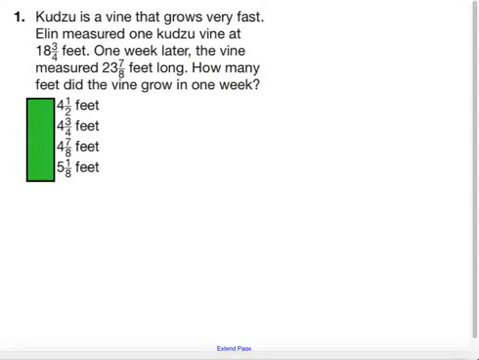Kudzu is a vine that grows very fast. Ellen measured one kudzu vine at 18 and 3/4 feet. 1 week later, the vine measured 23 and 7/8 feet long. How many feet did the vine grow in 1 week? This problem is a subtraction problem, and you're going to find the difference between 23 and 7/8 of a foot and 18 and 3/4 of a foot.